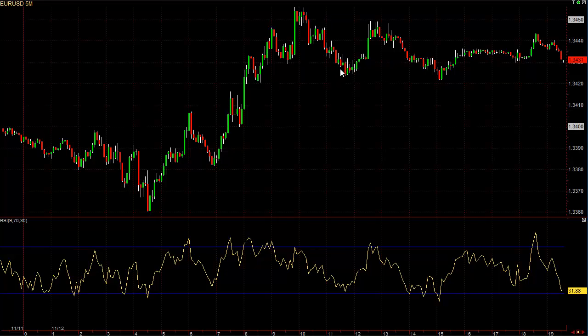Our systems would be looking to buy this as well, mainly because it's coming up to the 38% Fibonacci area, or getting close to it at least.